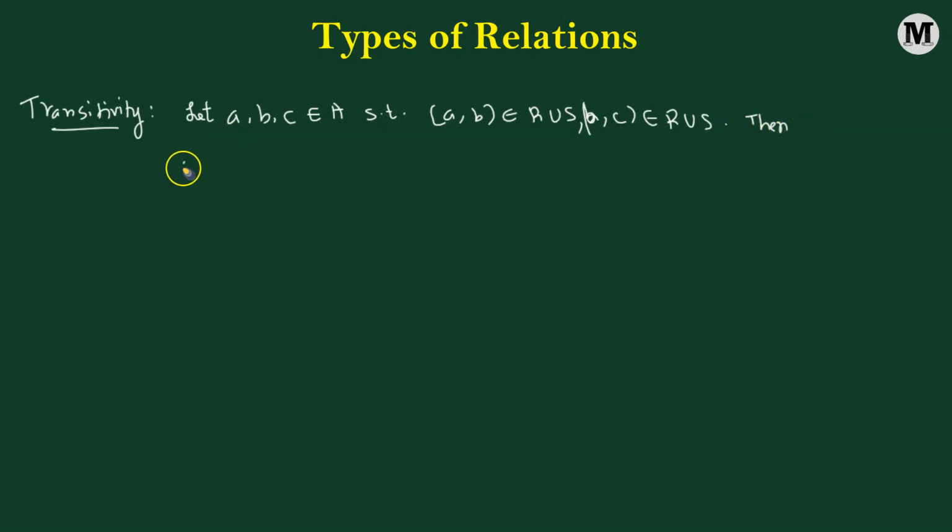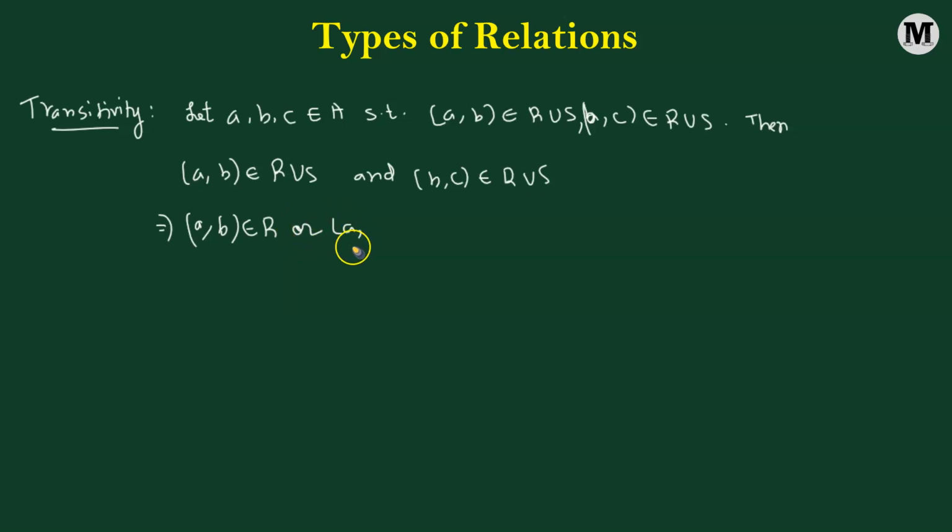Then what can you say about this? Then we can say that A comma B belonging to R union S and B comma C belonging to R union S would imply that the ordered pair A comma B belongs to R, or we can say the ordered pair A comma B belongs to the relation S, and the ordered pair B comma C belonging to R union S simply means that the ordered pair B comma C belongs to R, or we can say the ordered pair B comma C belongs to S.